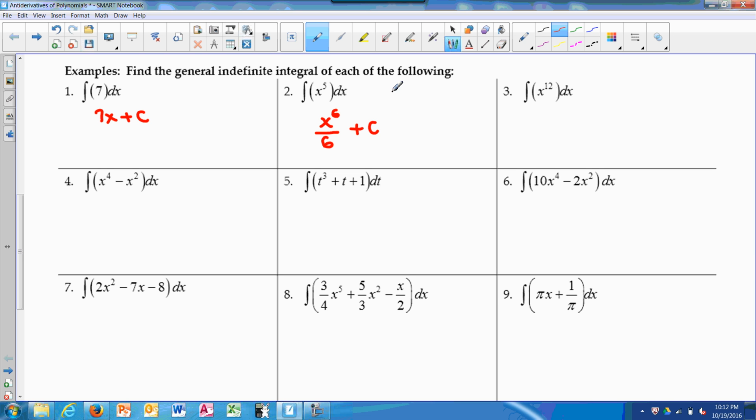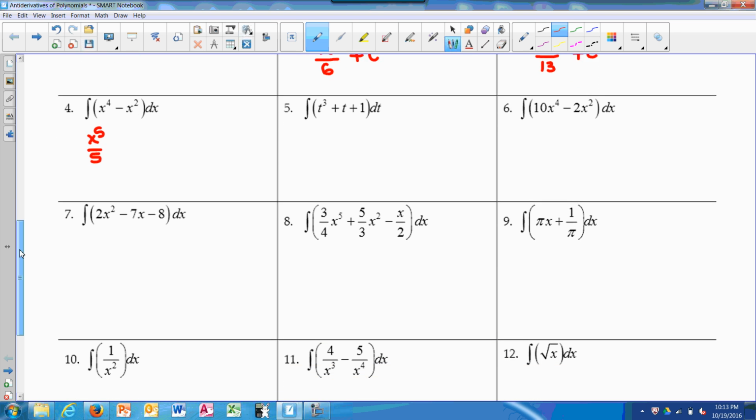So again, remember, if we were taking the derivative, we would multiply by 6, which would cancel, and subtract 1. We have to go exactly in reverse. We have to add and then divide. So again, we're going to add 1 to the 12 to get 13, and then divide by 13. We're going to add 1 to the 4 to get 5, and then divide by 5.